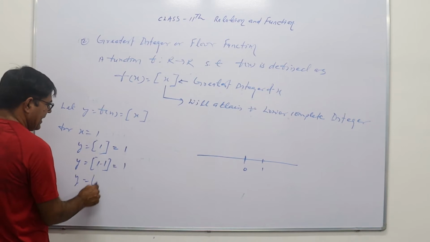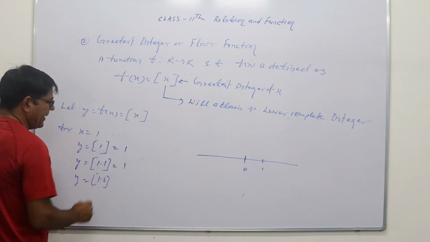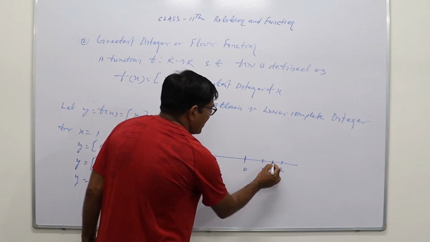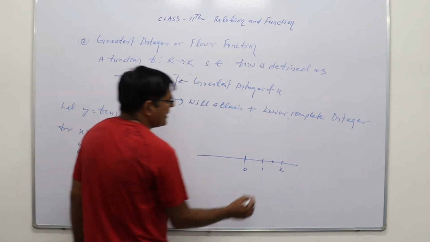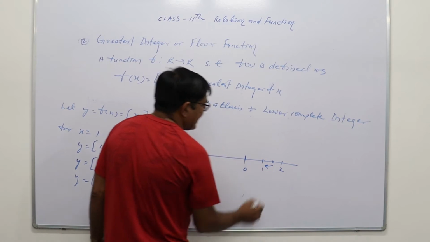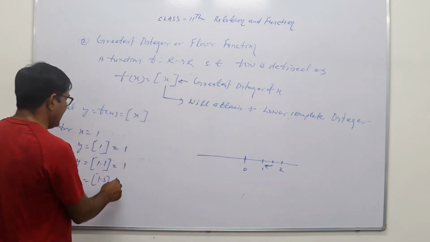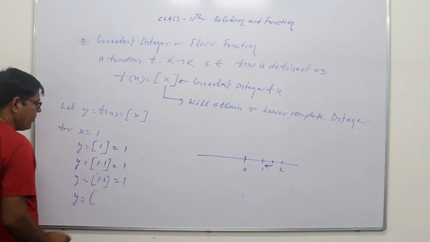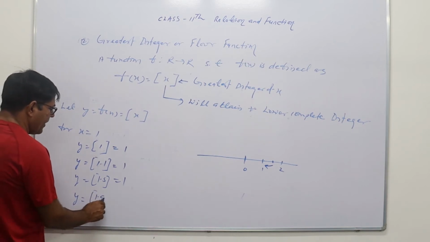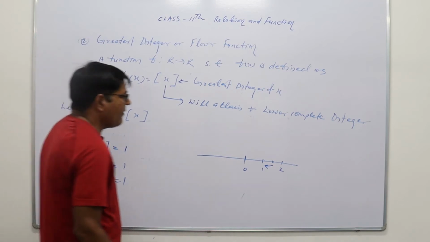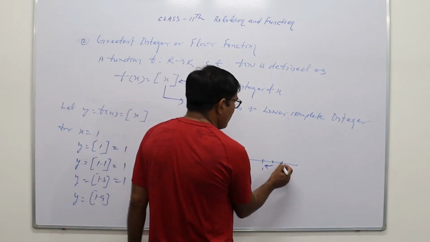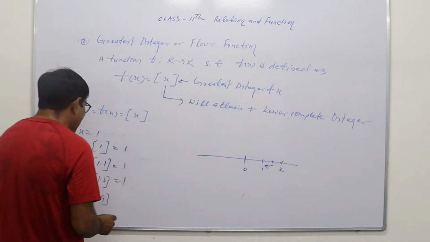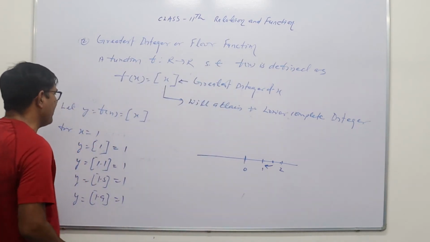Similarly, let x equal 1.5. Let us suppose this is 2, then 1.5 will be here. So on the left-hand side, the lower complete integer will be equal to 1. Similarly, if we have to find the greatest integer of 1.9, then 1.9 is just before 2, but the lower complete integer is 1. So the greatest integer of 1.9 will be 1.